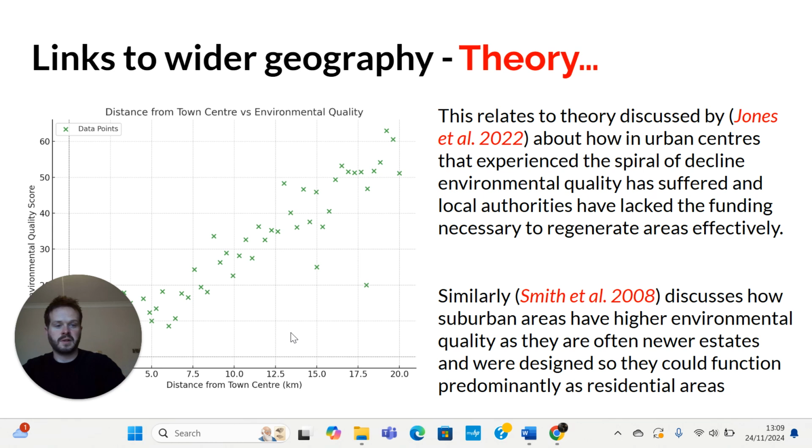And you could say, as mentioned in the literature review, about how in urban centres that experience the spiral of decline, environmental quality has suffered and local authorities have lacked the funding necessary to regenerate areas effectively. We've linked it to wider geography and wider theories. Yeah. And again, you could link it to numerous bits of theory. So the more wider theory you can link it to, again, the more credit you're going to gain in this section. That's all it is.